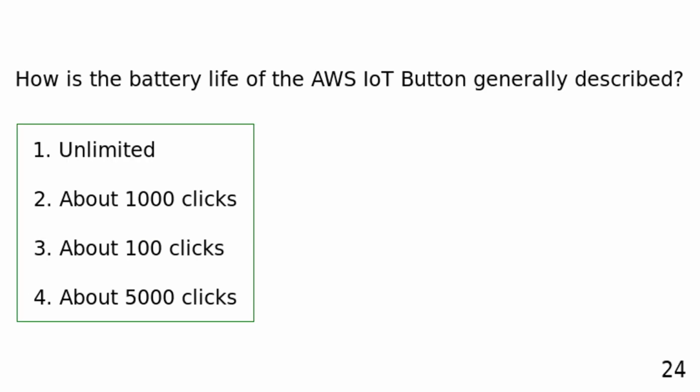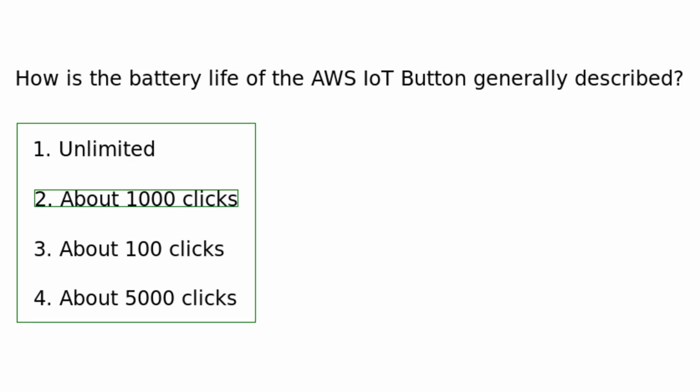How is the battery life of the AWS IoT button generally described? Unlimited. About 1,000 clicks. About 100 clicks. About 5,000 clicks. The AWS IoT button is designed to last for about 1,000 clicks.